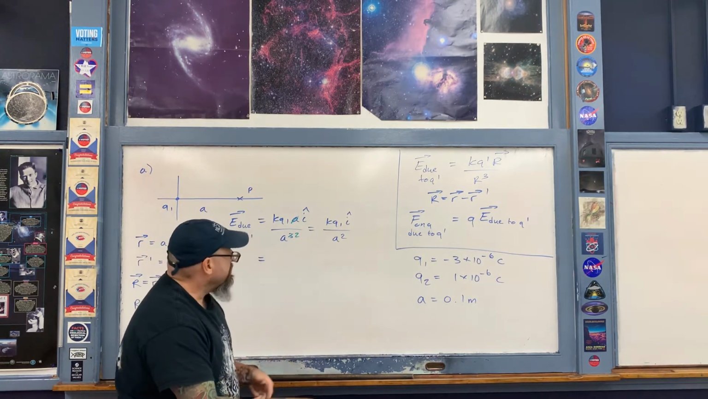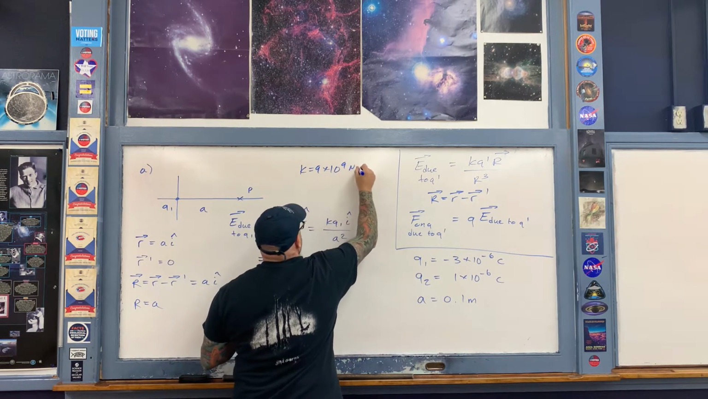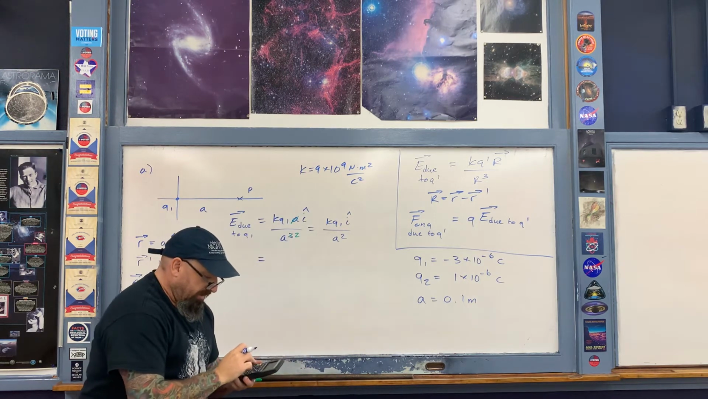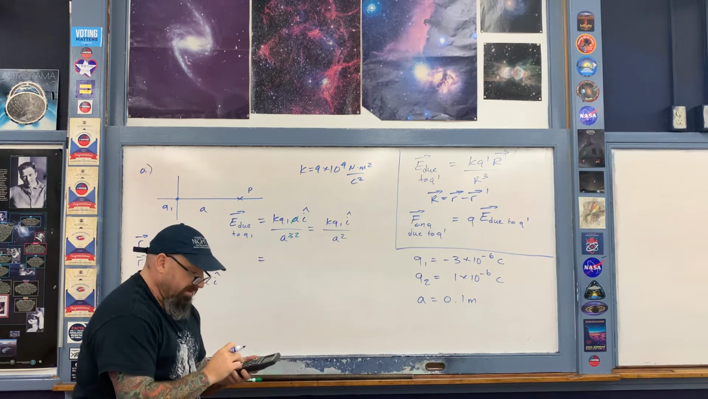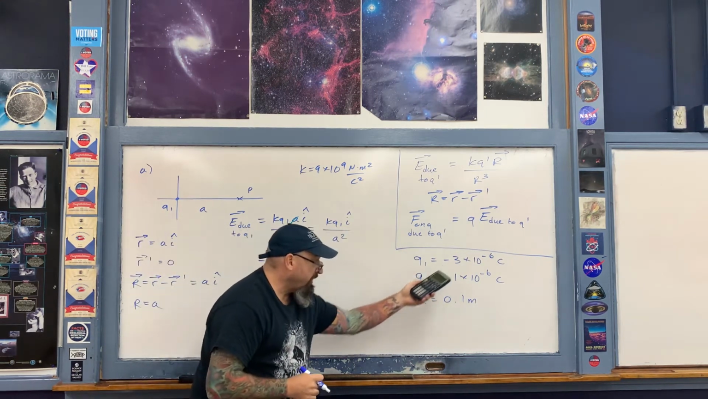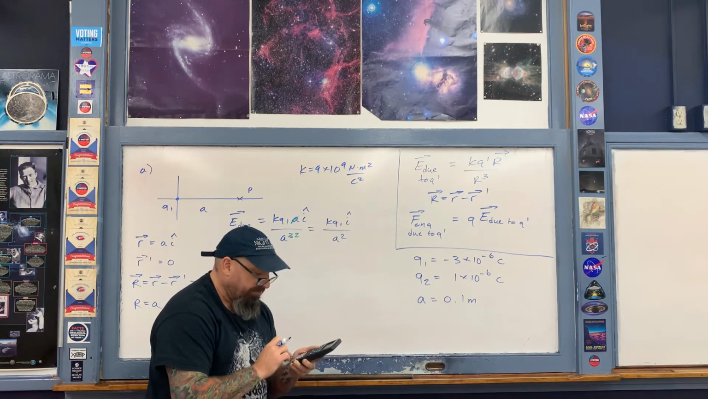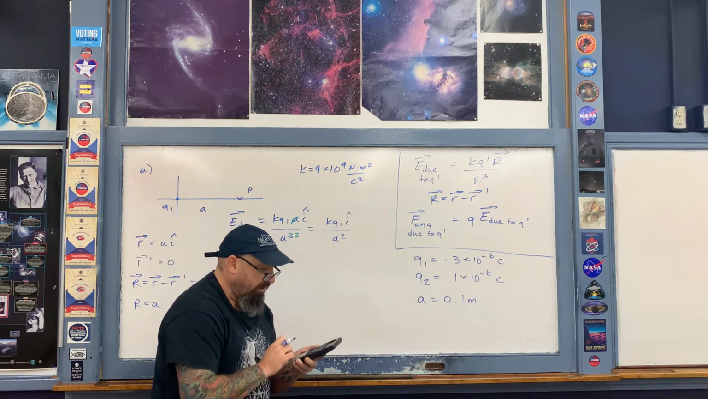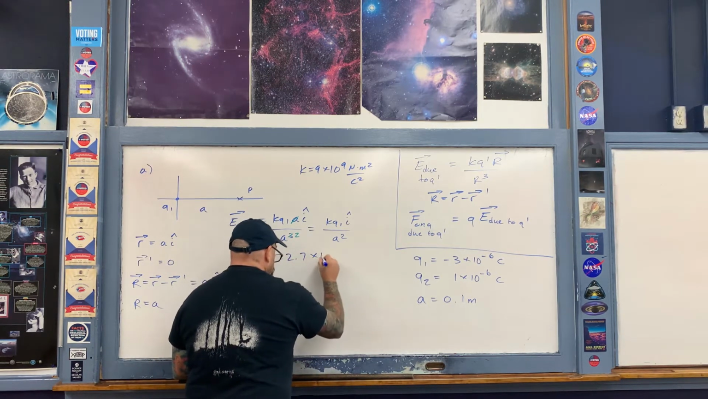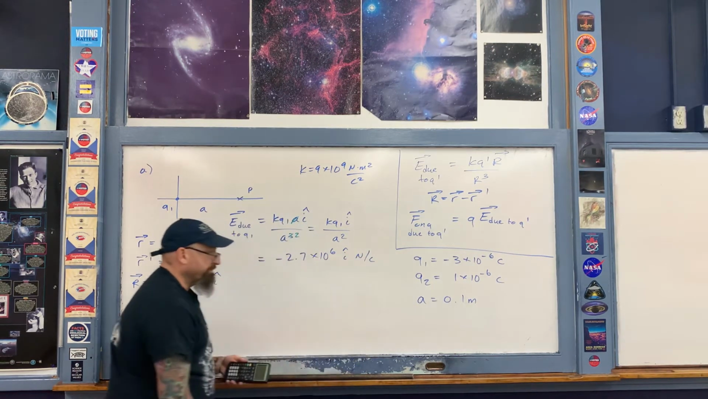Now plugging in. Remember, by the way, that the constant K is 9 times 10 to the 9th newton meter squared per coulomb squared. Let's plug in: 9 times 10 to the 9th, multiplied by Q1, including the negative sign, so times negative 3 times 10 to the minus 6, and then divided by 0.1 squared. That comes out to be negative 2.7 times 10 to the 6th I hat newtons per coulomb.